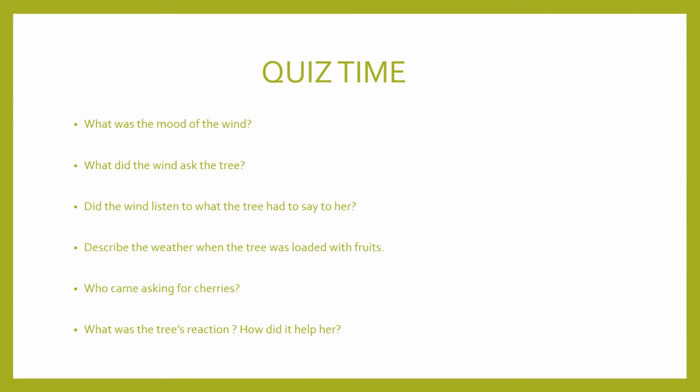Now the next one. What was the mood of the wind? Happy, sad, angry, irritated. All these are moods. So you could write one word for the mood of the wind or maybe two words. Now the next one, what did the wind ask the tree? This is easy, just write a few words.